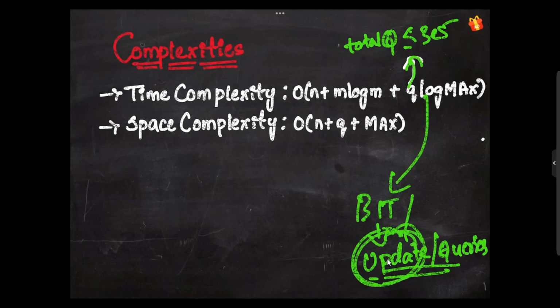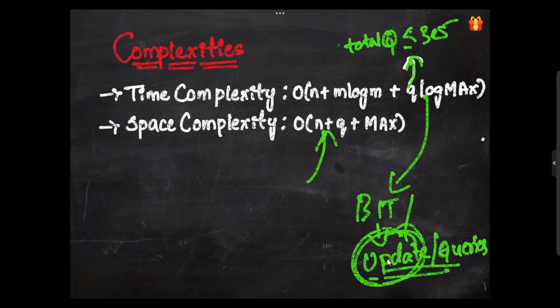And what would be the space complexity here? The space complexity would be big O of n plus q plus max. When I say n plus q plus max, we will be doing sorting, so we have to sort the segments. Also we will be storing the gaps, and a BIT array as well. As we are going with a binary index tree, we'll be considering the BIT array and answers. So the overall space complexity would be big O of n plus q plus max.